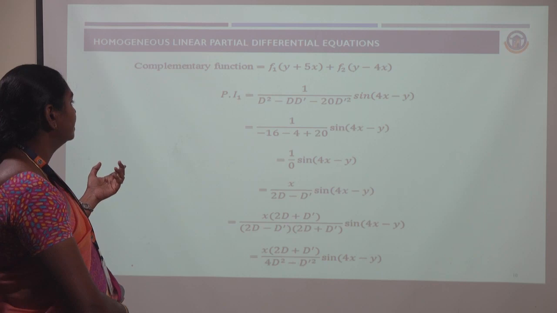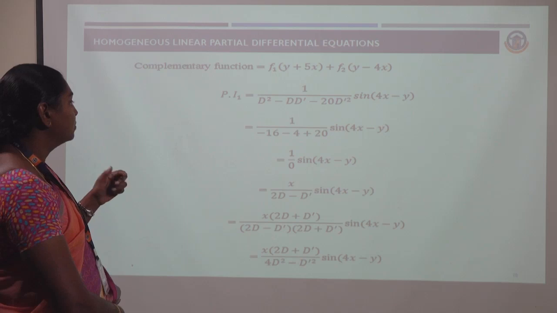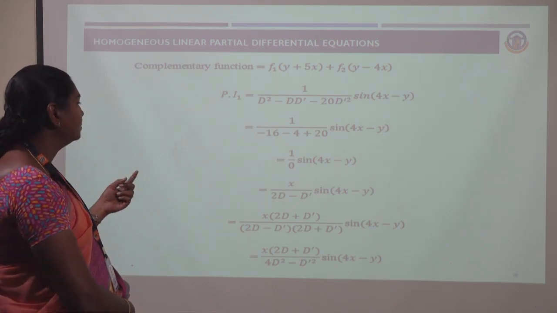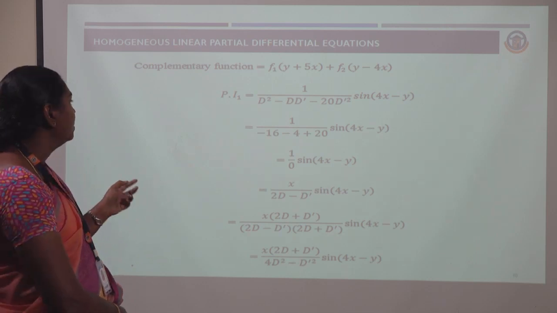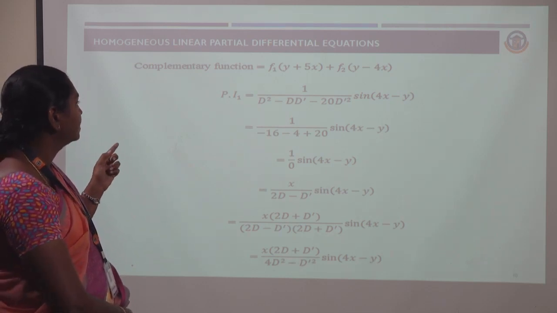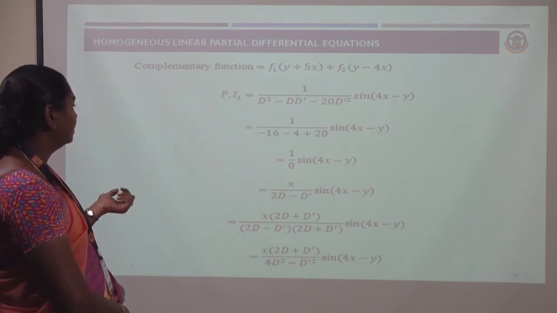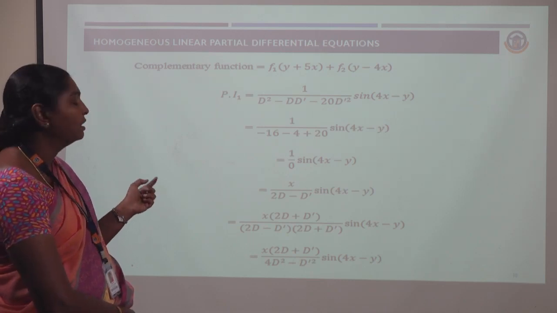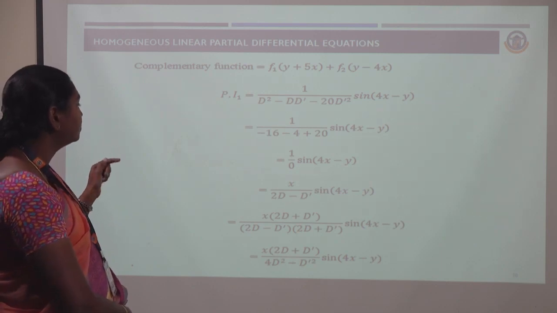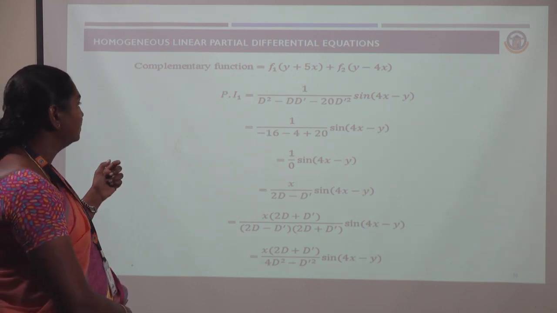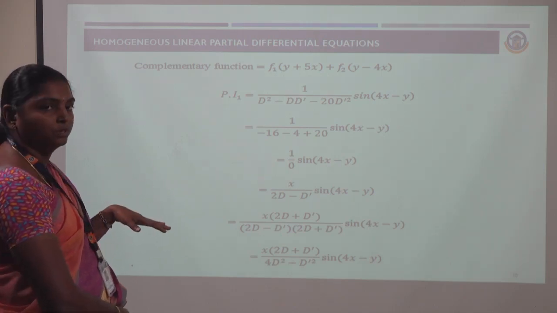When you substitute in this equation, we get the denominator value as 0. But the denominator value must not be 0. So you must introduce the x value in the numerator and differentiate the denominator. When you differentiate the denominator D square minus DD dash minus 20 D dash square with respect to x only, we get 2D minus D dash. When you differentiate D square, we get 2D. When you differentiate DD dash, we get D dash. In the third term there is no D, so the value becomes 0.